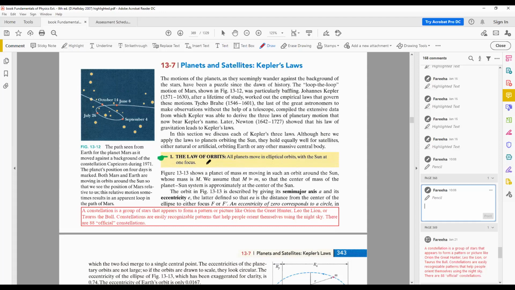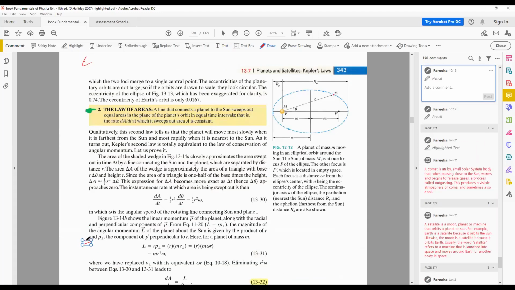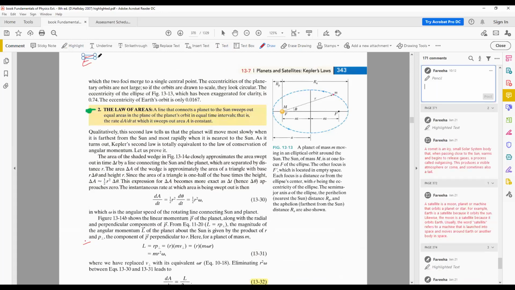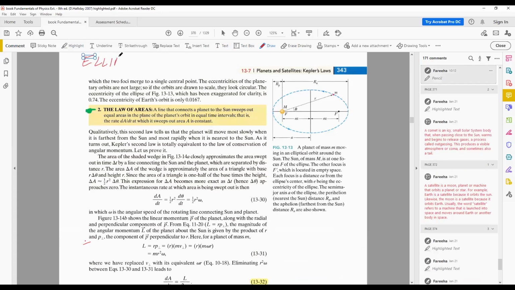The first law is known as the law of orbits. All planets move in elliptical orbits with the sun at one focus. That's law number one. So in order to understand this law, of course, you should be clear about what is an ellipse. What is an ellipse? What is an ellipse? Yes.